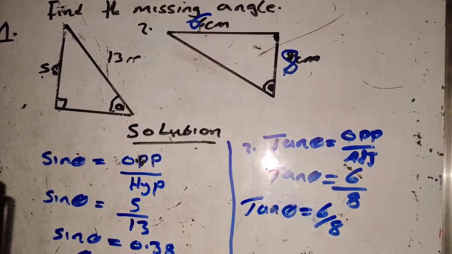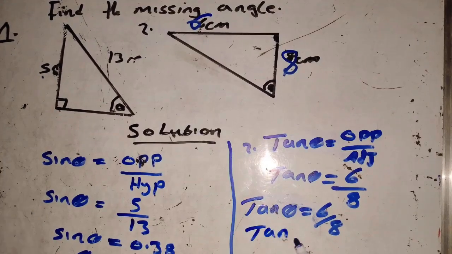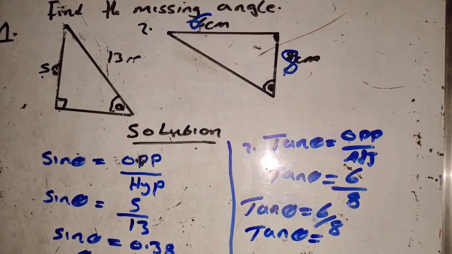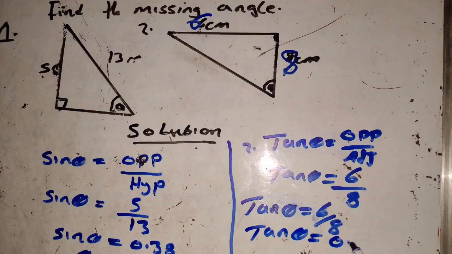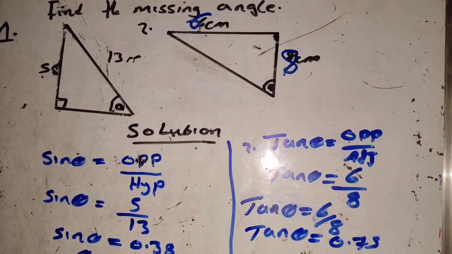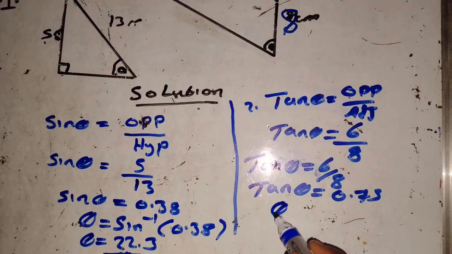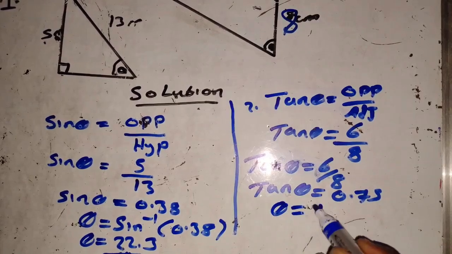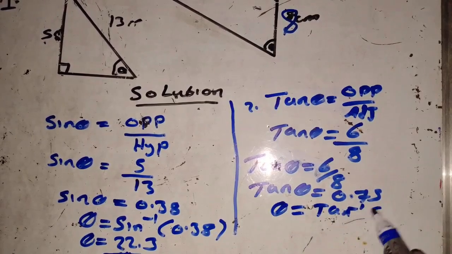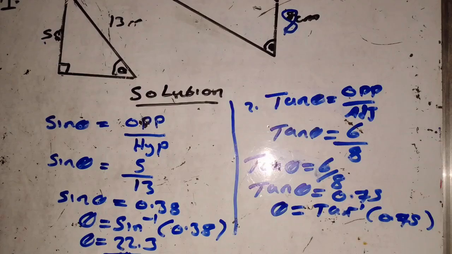6 divided by 8 is 0.75. So tan theta is equal to 0.75. Again, here you do the same thing that we did. You take tan to that side. So we're going to have theta is equal to tan inverse of this one.